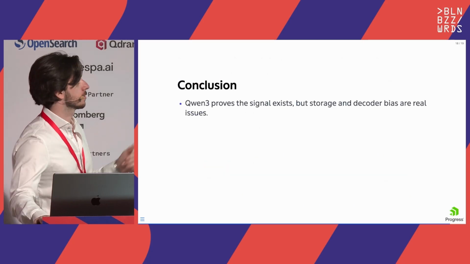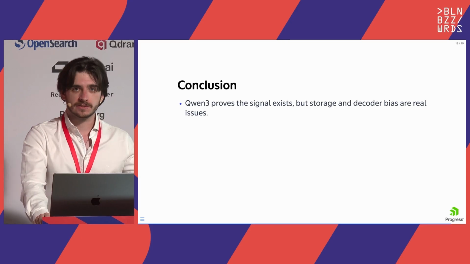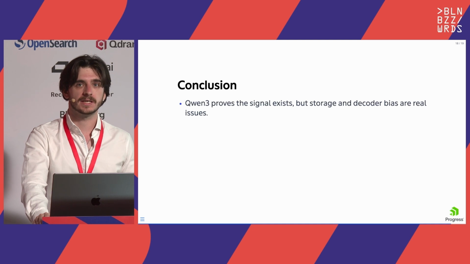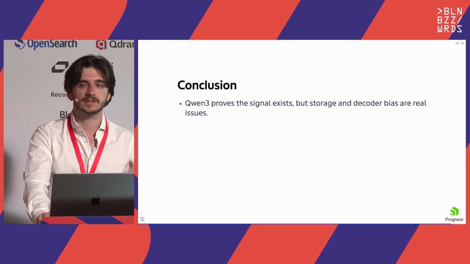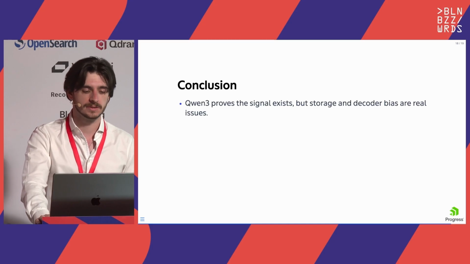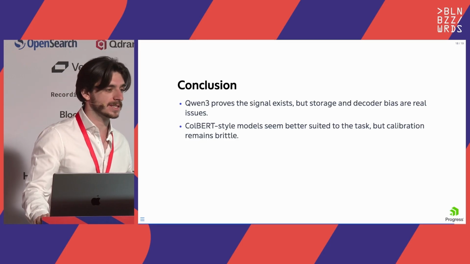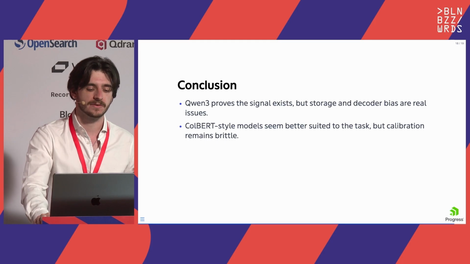So, in conclusion, the Qwen3 experiment proves that the information, the signal, is there, and the methodology could work, but there are clear issues regarding the storage and that decoder bias, or causal attention bias, which is a big unknown. Then, the ColBERT models, of course, seem better suited to the task, but they are yet to show performance at the same level as Qwen3, which is a shame.